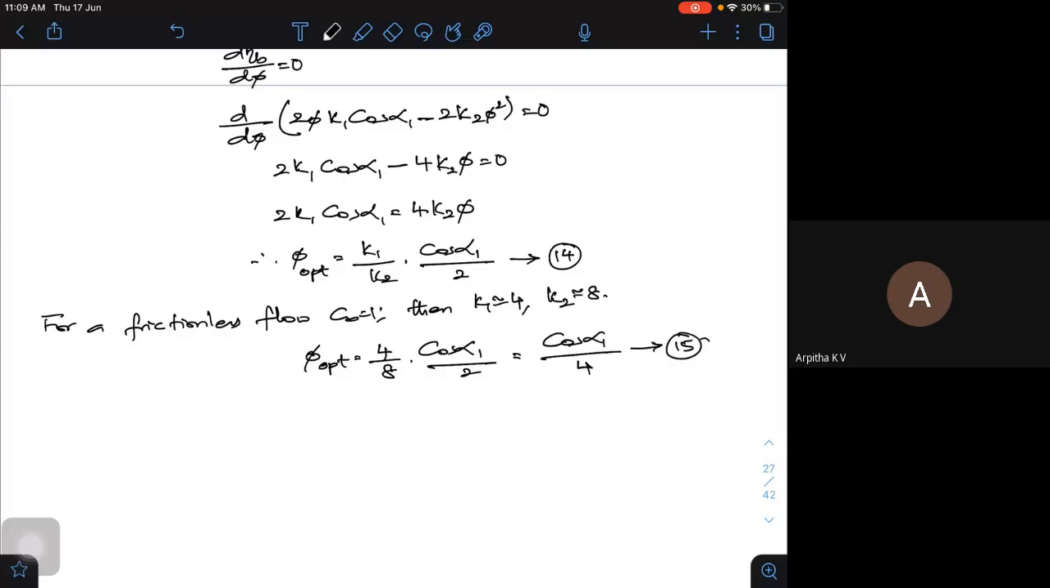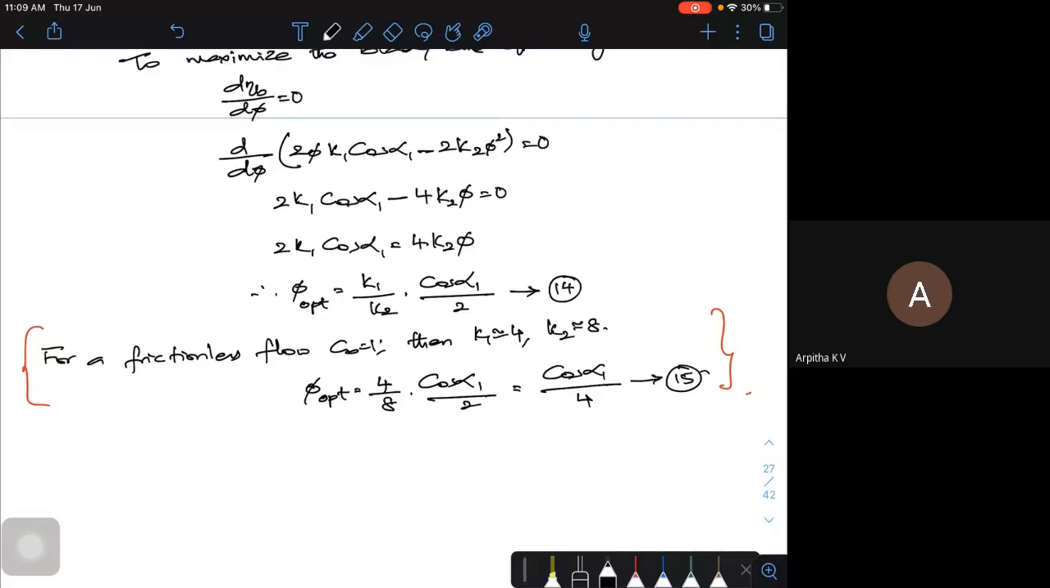This is just one half of the value of the general one. This is for a particular case, when it is the frictionless flow with the constants K1 and K2. Otherwise, I have to go with this K1, K2 cos alpha. That will be your maximum efficiency for the general case.